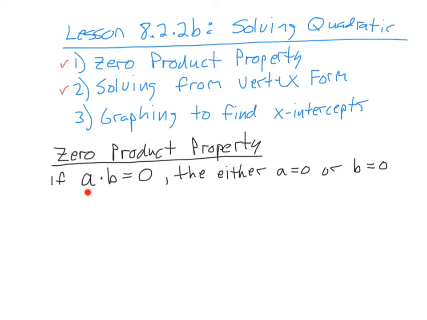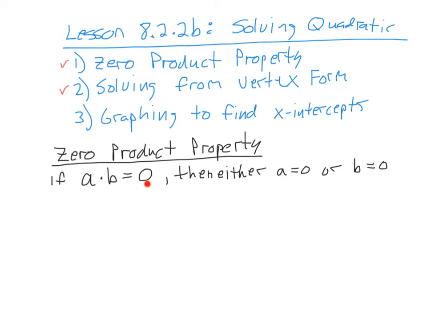It states that if I have two things multiplied together, A times B, and that's equal to 0, then the only way that can be true is if A is equal to 0 or B is equal to 0. Or they could both be equal to 0, but that's the basic property.